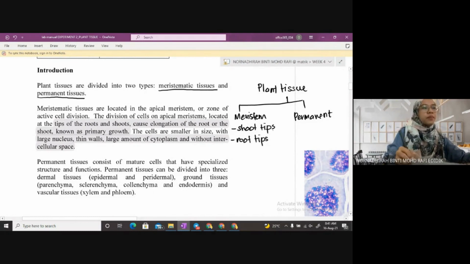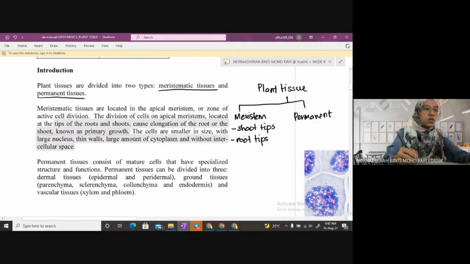Okay, and then for the permanent, dia kata kat sini meristem dia akan it cause elongation of the root and shoot, so dia akan memanjangkan pokok ke atas dan ke bawah, and which known as primary growth. Okay, so that is the primary growth. However, meristematic tissue also involve in increase the width or the diameter of plant, so dia akan menggemukkan tisu tu. So itu dipanggil secondary growth.